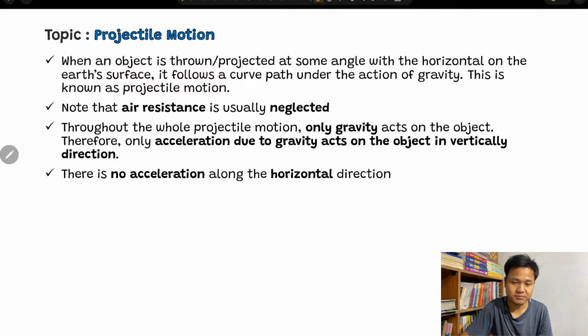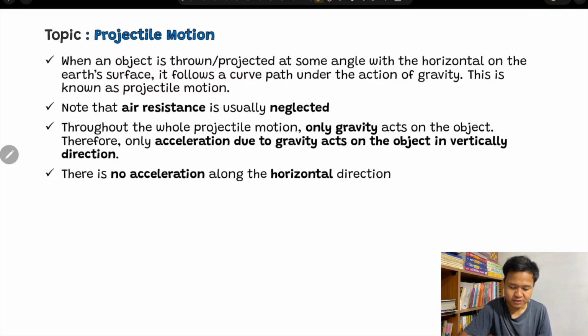So for example, say a ball, when a goalkeeper kicks the ball, it follows a path. If you look at it from the side, it is a curved path. So it will rise up, reach the highest point, and then come back down. So that is an example of a projectile motion, okay?